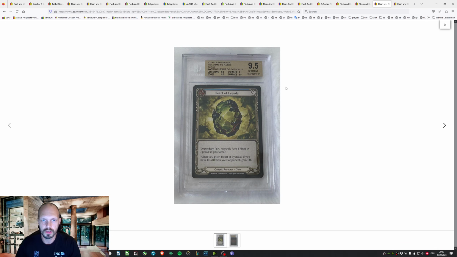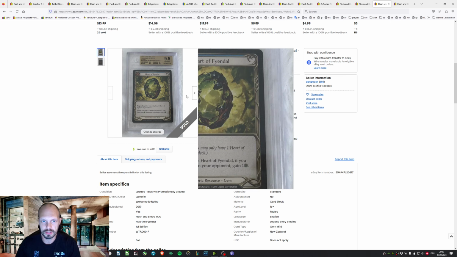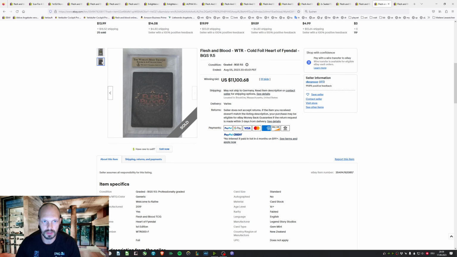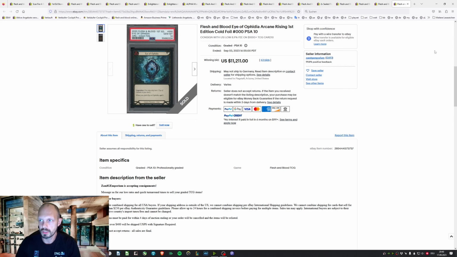$11,100 for this 9.5 Heart of Fjandalt, graded by Beckett, Alpha Edition. Oh, the corners are 9. This came from Massachusetts as well, and there is nothing else to say about this. This is a masterpiece. Of all the collectors, that would be the most expensive card.